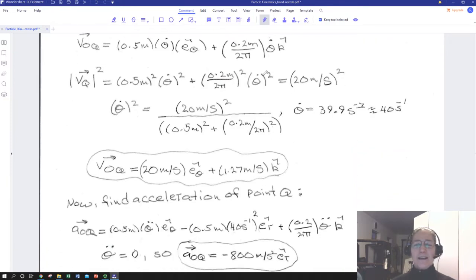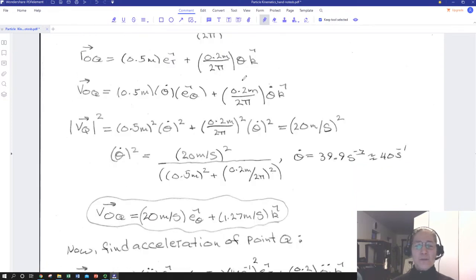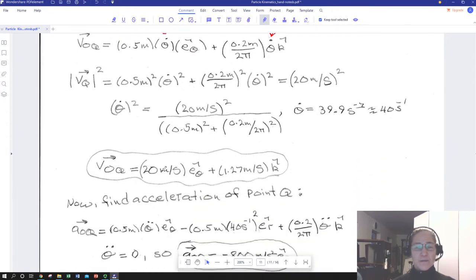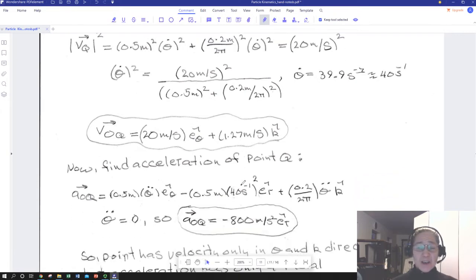which I can now put back into my expression here and here and get a total velocity expression, which I'm finding, in this case, is not time dependent. It's constant. So, but is acceleration going to be constant? So let's go ahead and keep taking some derivatives here.